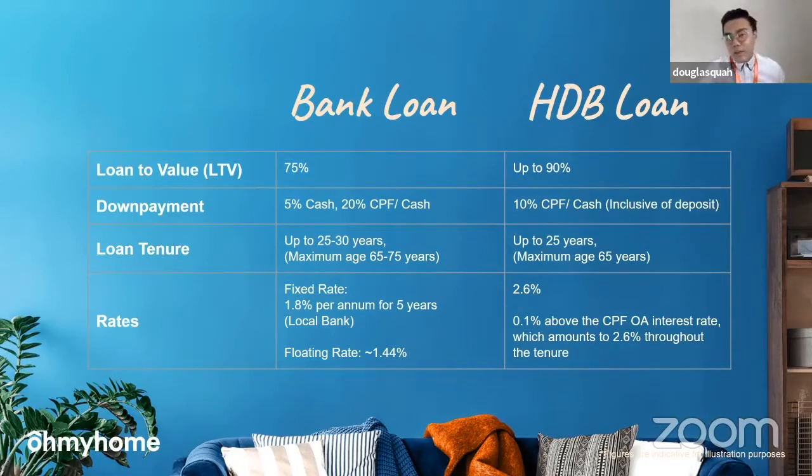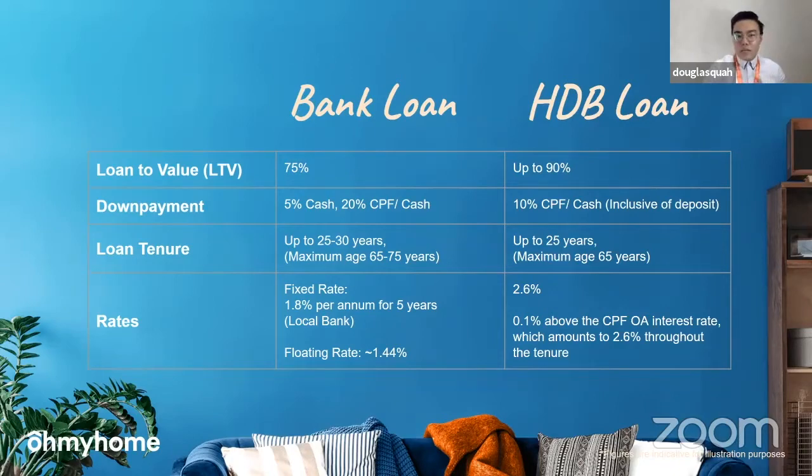The loan to value for HDB loan is 90%, and the down payment is 10% of the purchase price, of which this can come from their CPF ordinary account. The loan tenure for HDB loan will be 25 years, age maximum up to 65 years old. The interest rate is 0.1% above the CPF OA interest rate at 2.6%.